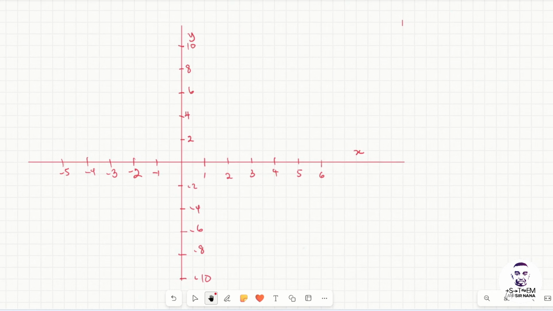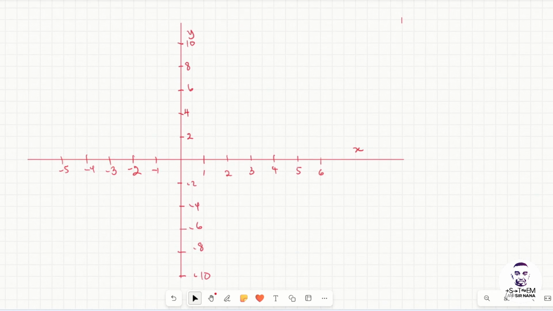Right? So the first point here is negative 3. So negative 3 on the x-axis and negative 10 on the y-axis. So negative 3 is here, negative 10 is here. So they meet here. So we put the point there, right? And then negative 2 and then negative 4. So that is here, right?